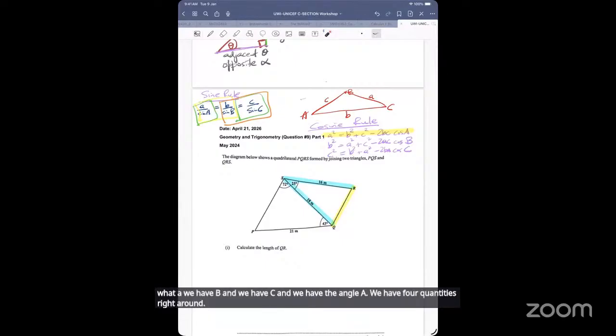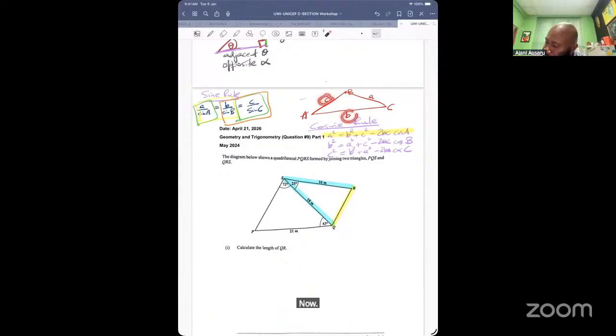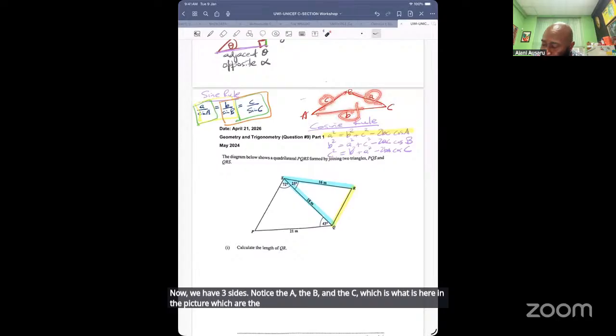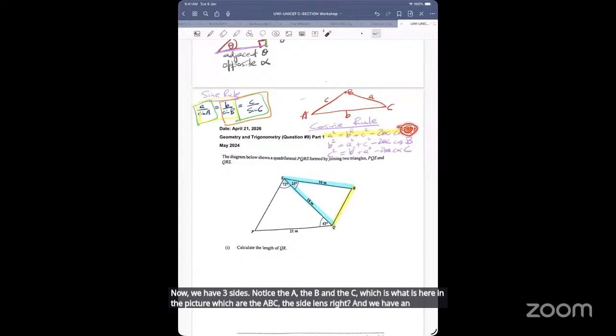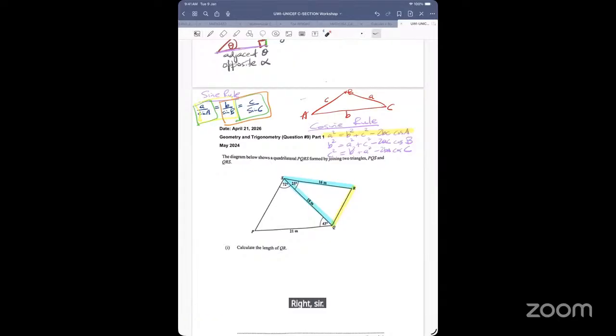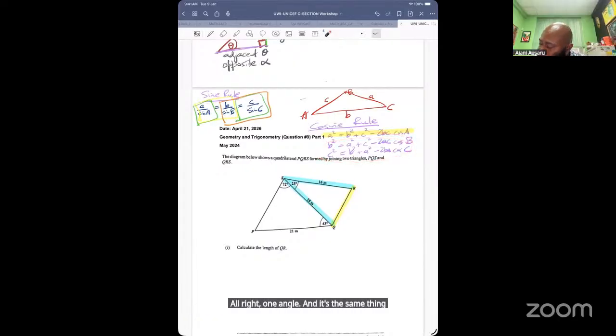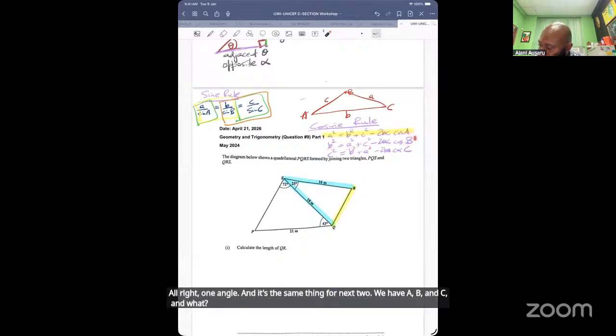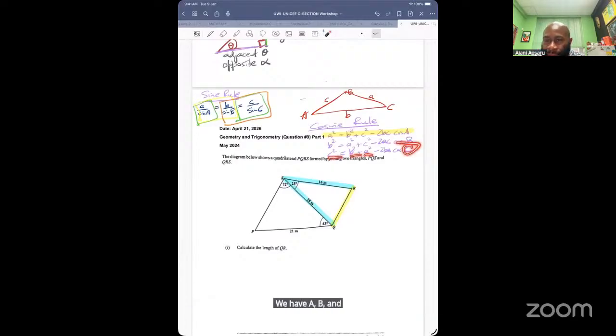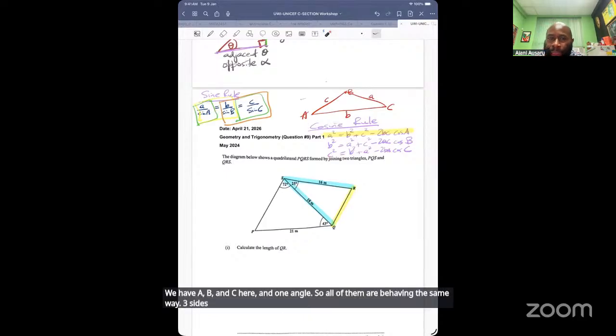Now we have three sides. Notice the a, the b, and the c, which is what is here in the picture, the side lengths, right? And we have an angle, one angle, right or wrong? All right, one angle. And it's the same thing for the next two. We have a, b, and c, and an angle. Different angle here. We have a, b, and c here, and one angle. So all of them are behaving the same way. Three sides, one angle.